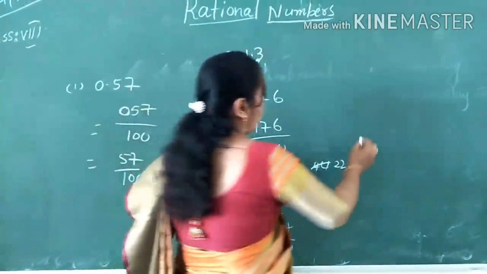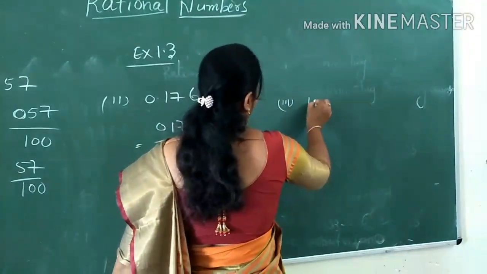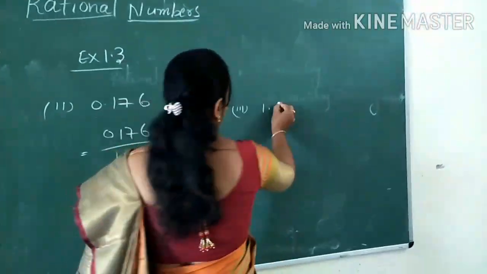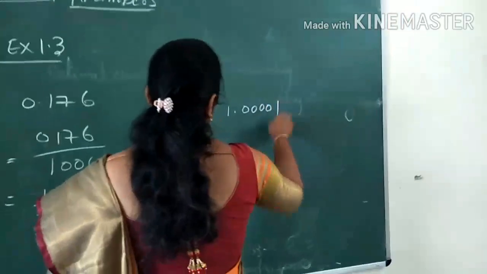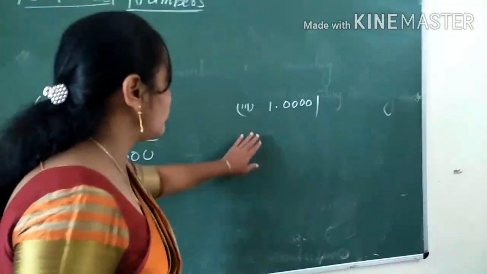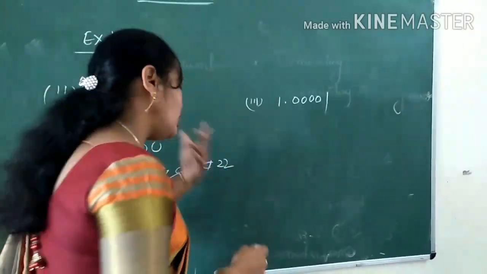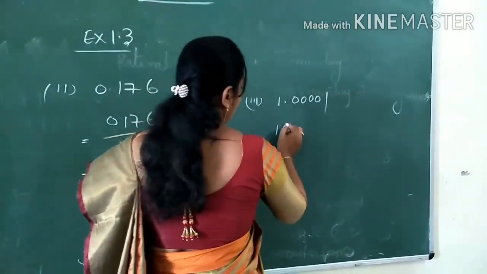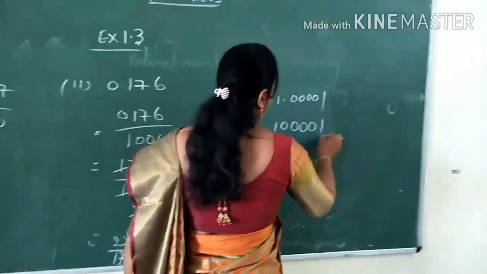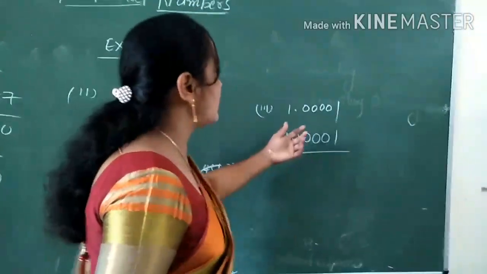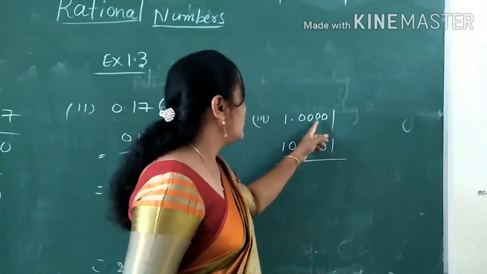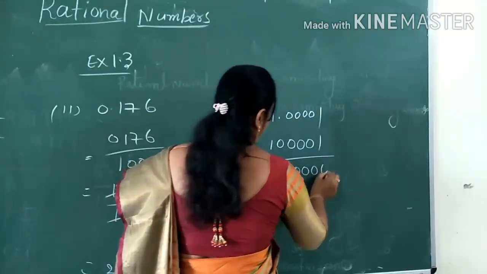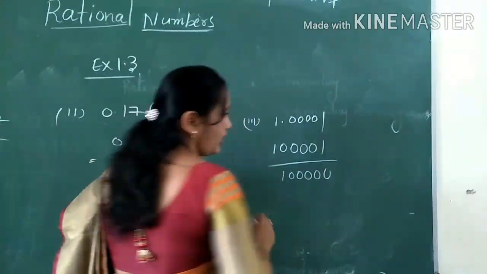The third one is 0.00001, that is 4 zeros and then 1. Here also we do not need to think about decimal form; we don't worry about it. How many digits after the decimal? 5. So 1 followed by 5 zeros. So this is the p by q form.